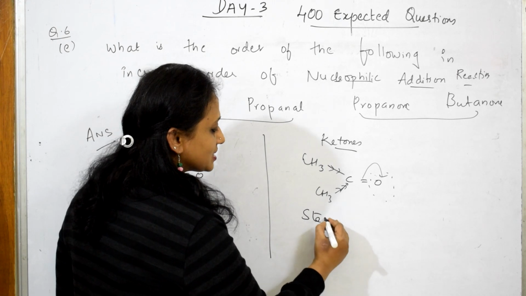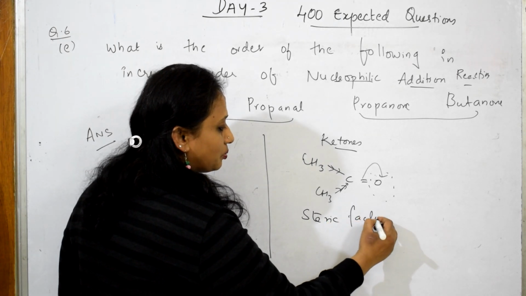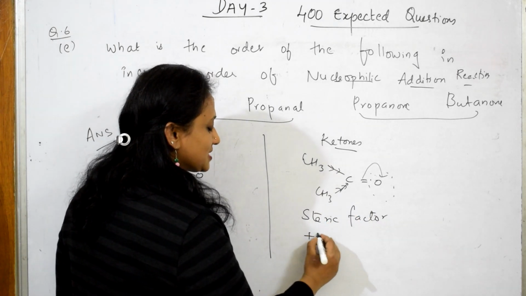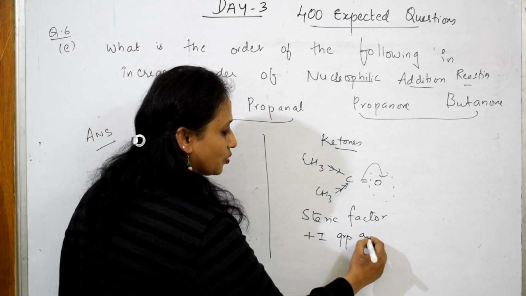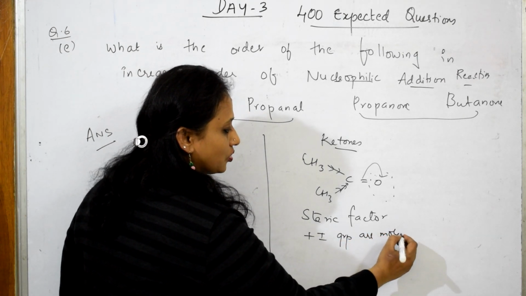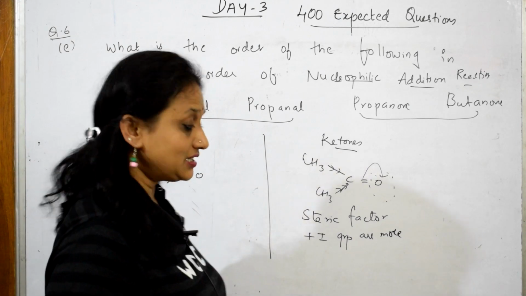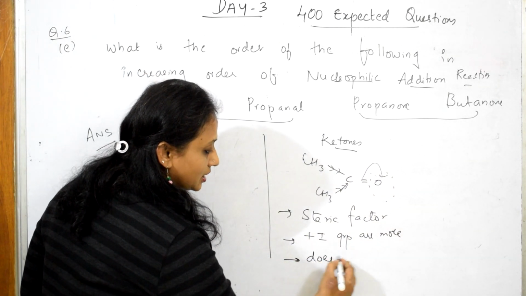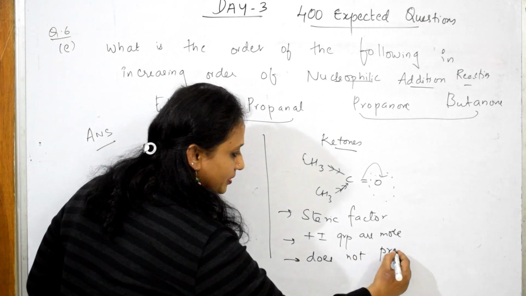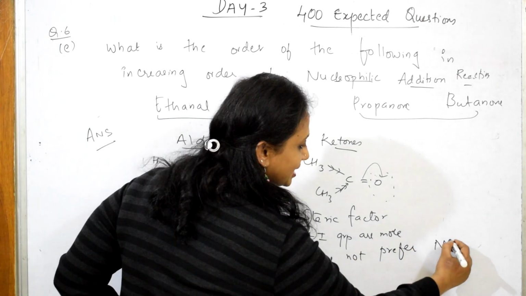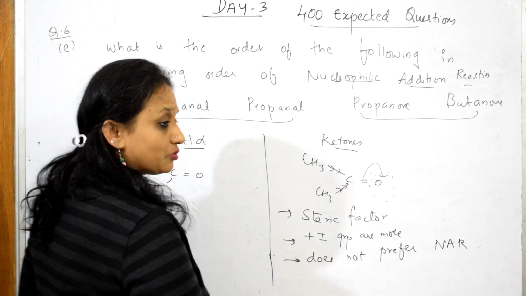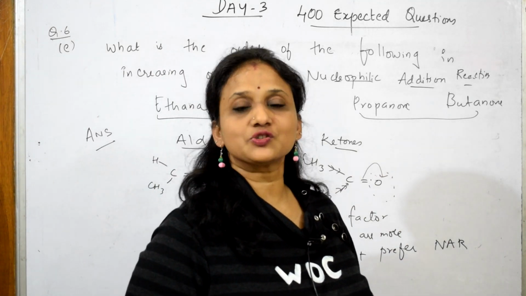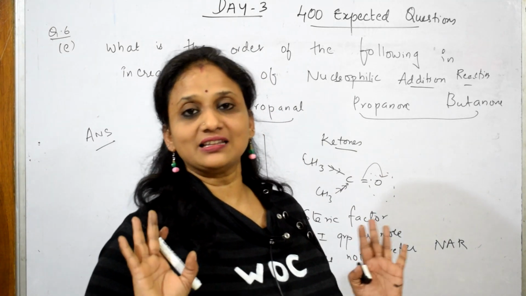What is happening? Steric factor, point number 1. Plus I groups are more, point number 2. Hence what happens? It does not prefer nucleophilic addition reactions. So, one more factor also is there, electronic factor. So, nothing to confuse you all. You can write this. This is enough.